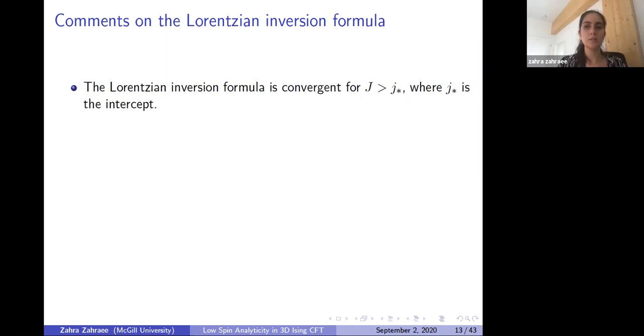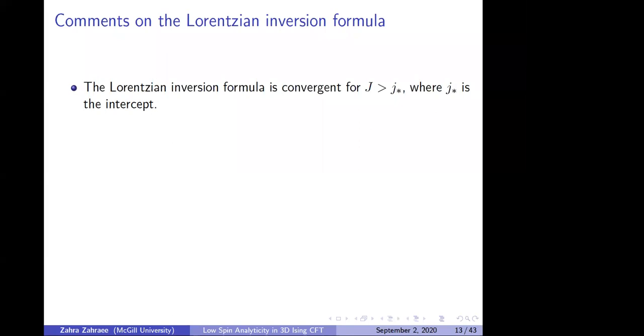So knowing that the intercept is below 1, it means that the inversion formula is extendable below 1 and can be used, even though this may not be the case in every theory. For example, in holographic CFTs, I do not expect the same to be true because J star there is a cool one. I see, thanks.